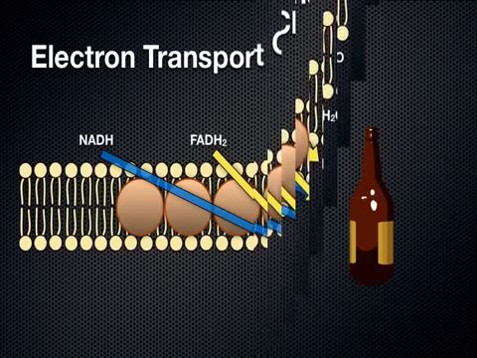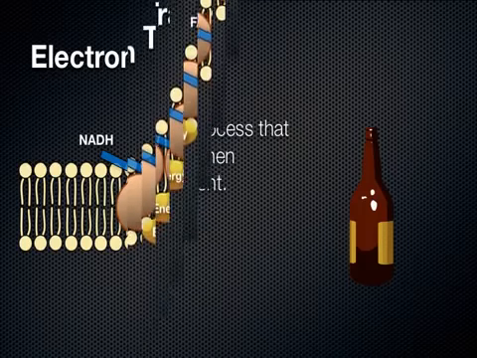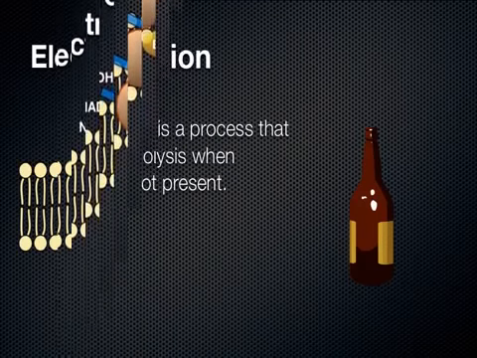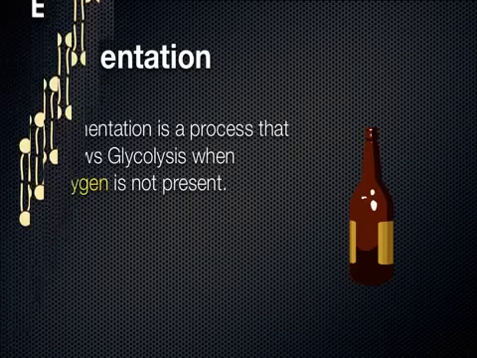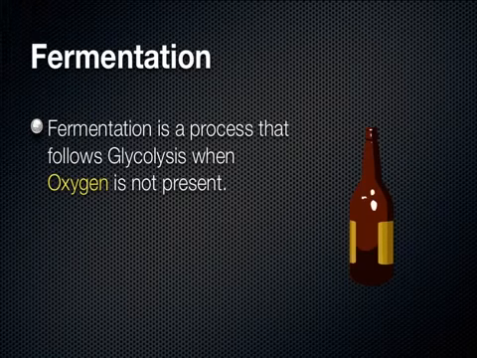Sweet. But now, in some cases, there's no oxygen available. In these cases, we go through a process of fermentation. Fermentation is a process that follows glycolysis when oxygen is not present. So if there's no oxygen present, we can't go through the electron transport chain, because remember the oxygen was the final electron acceptor. We need an alternative process, and fermentation is a good one.